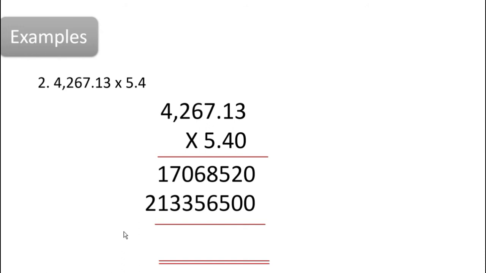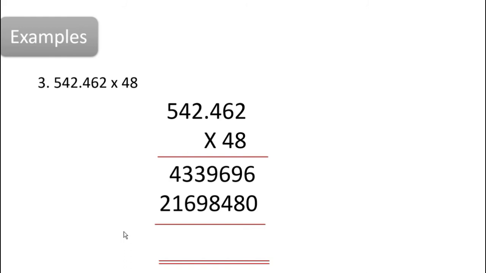The next problem is 4,267.13 times 5.4. When we multiply both of these numbers without the decimal point, we get the answer 230425020. Then to add the decimal point: in the first number the decimal point is after 2 digits from the right side, so 2, plus, in the second number the decimal point is after 1 digit from the right side. So in the answer, we keep the decimal point after 4 digits from the right side. So we'll get the answer 23,042.5020. And we can ignore the 0 at the end, so we get the answer 23,042.502.